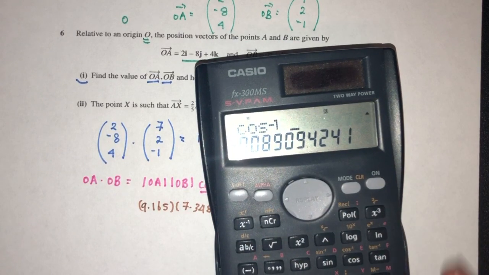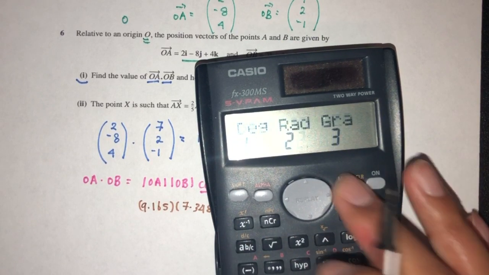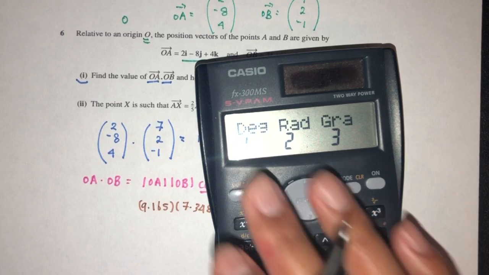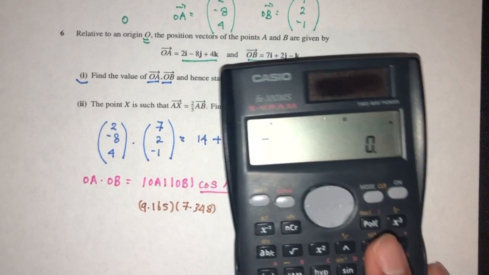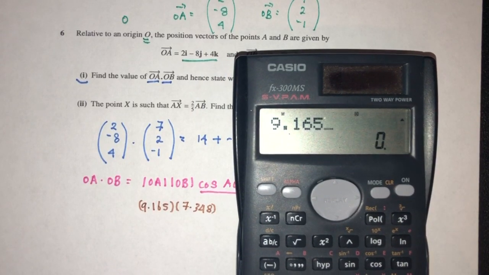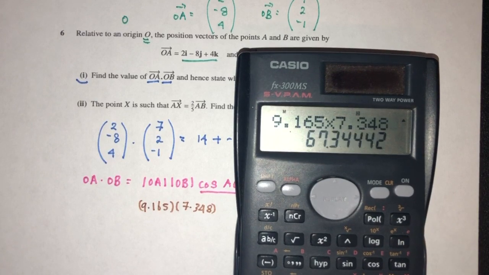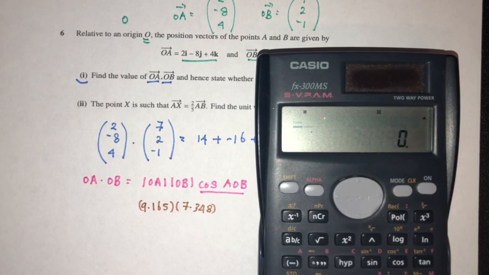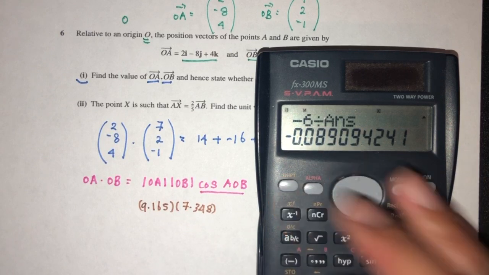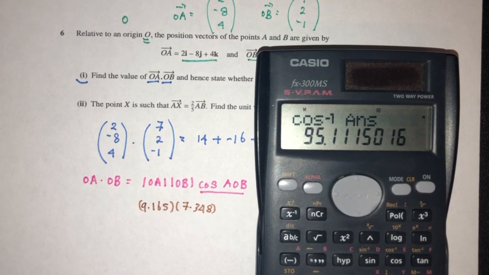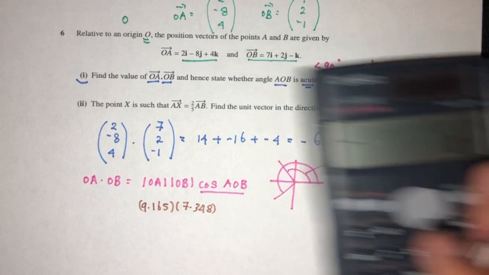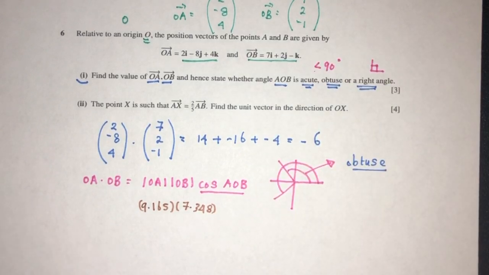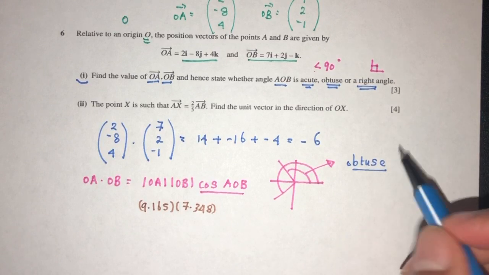Now we have to find cos inverse of that, in terms of degrees. Again, I messed up. Let me try again. That would be 9.165 times 7.348. Then we have minus 6 divided by the answer. Cos inverse of that should give you the angle, 95.1, which is more than 90. It should be obtuse according to your calculation. So that is part 1 of the question.